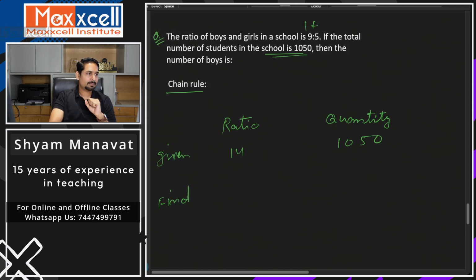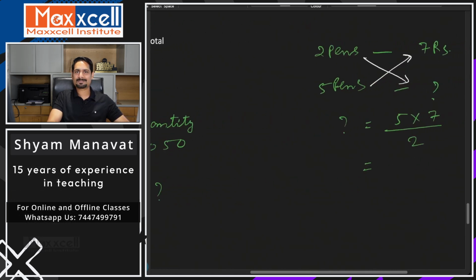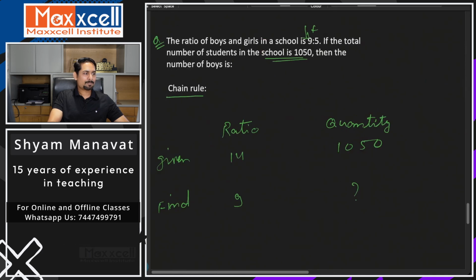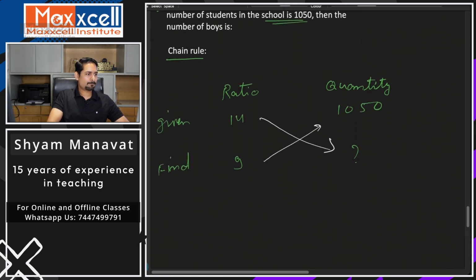What is the portion of boys in this ratio? That's 9, and the quantity is what we need to find out. Isn't it the same? So the given value is total quantity 1050, whose respective ratio is 14. What do we need to find? The boys, whose ratio value is 9, and we need to find the actual quantity. Now, as you have always done, just cross multiply. So we have 9 into 1050 divided by 14, and that's going to get you the same answer.